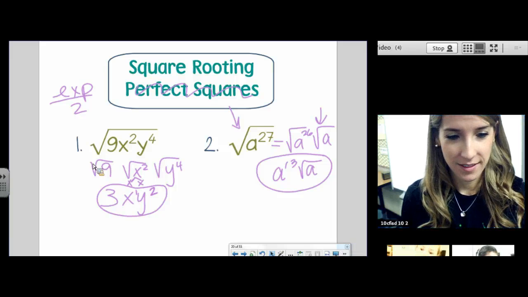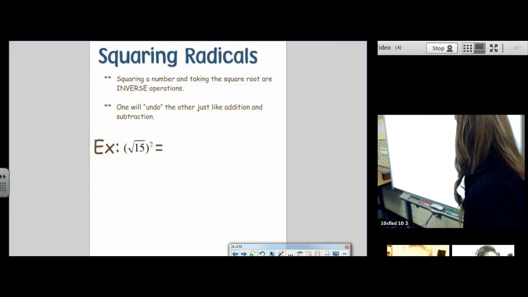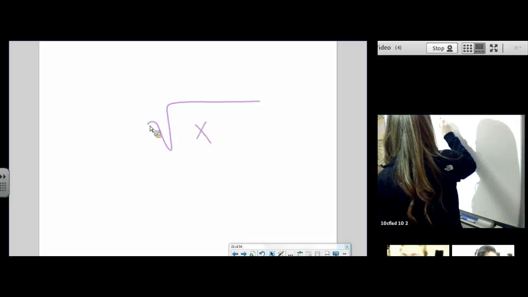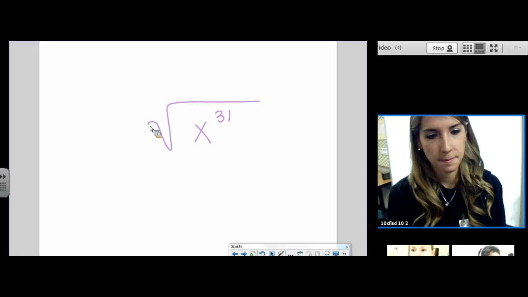Whew! Let's try another one that's odd, because I bet that you might be a little confused by that. Let's try another one that's odd. X to the 31st. Simplify that, please.